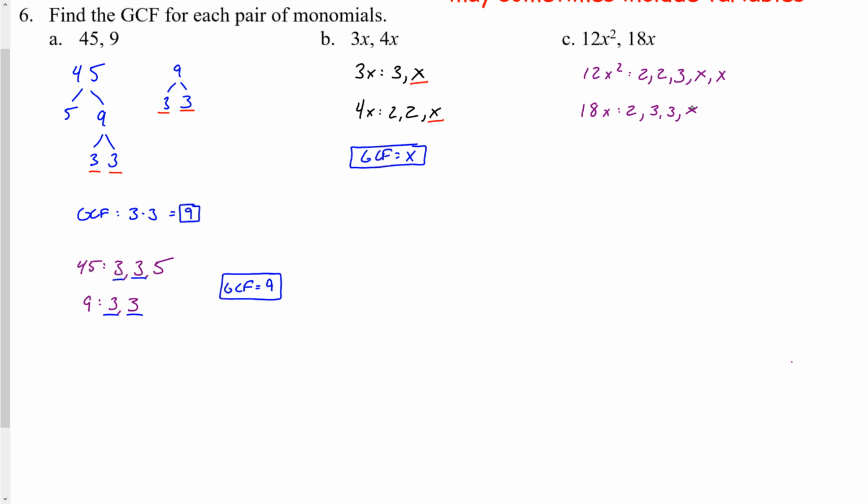So now looking at these lists of prime factors, what is the GCF for these two terms? The GCF here would be they each have a 2 in common, they each have 1, 3 in common, and they each have an x in common. So if we take those and multiply them together, 2 times 3 times x, our GCF is 6x.